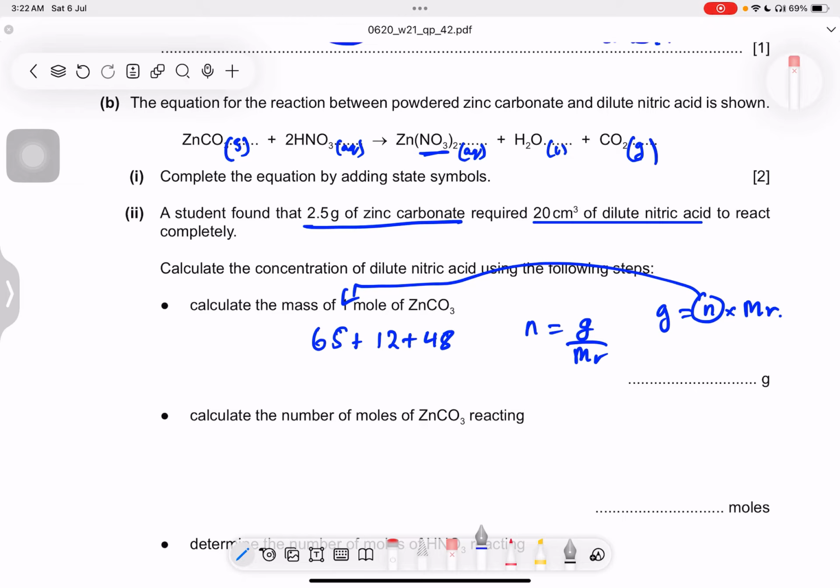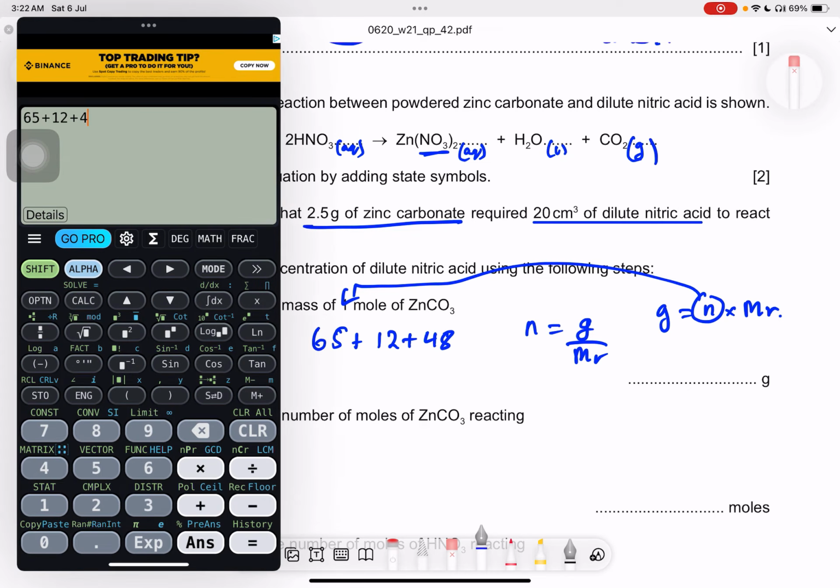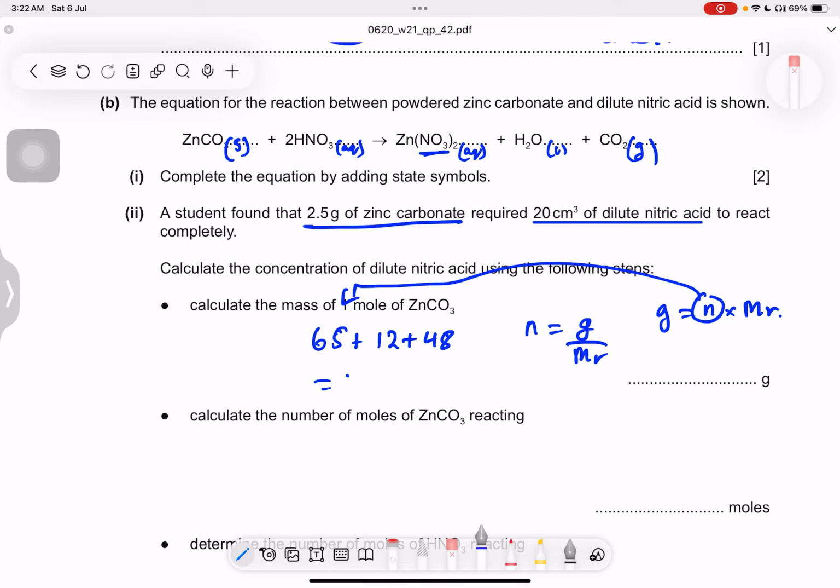So 1 multiplied by 125. 65. Oh, sorry, I got this 48. 125. The answer is 125.